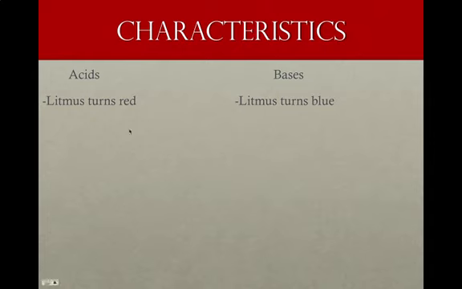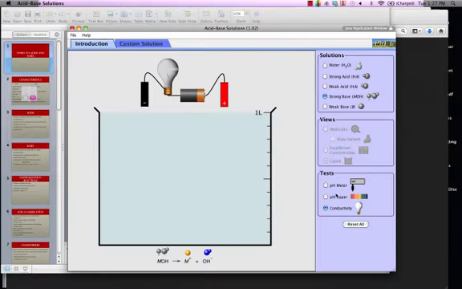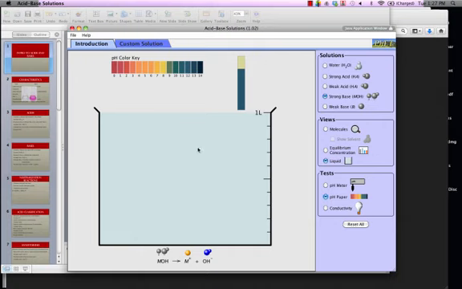So acids turn litmus red, while bases will turn litmus blue. So if we go to look at pH paper, which is the same thing as litmus, then if we put pH paper into an acid, well, it turns red. And if we change that to a base, and we put pH paper into a base, it turns blue. So acids turn litmus red, bases turn litmus blue. And if we put it into water, then there's not really much of a change there.